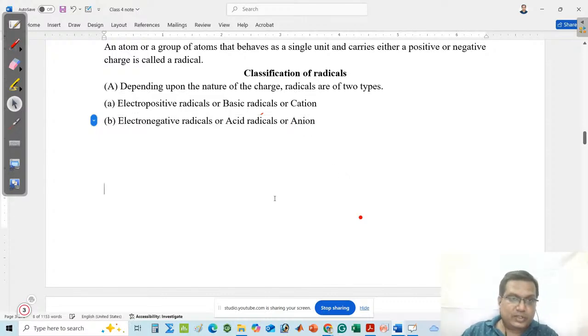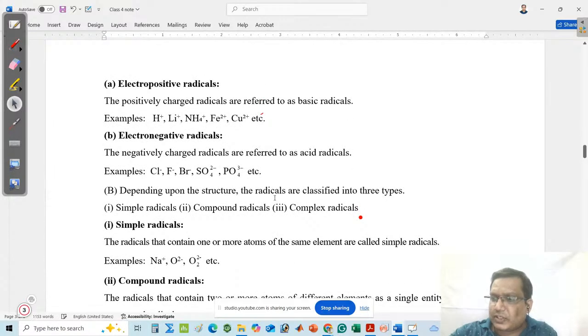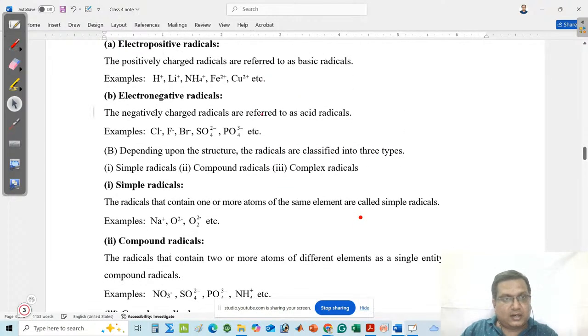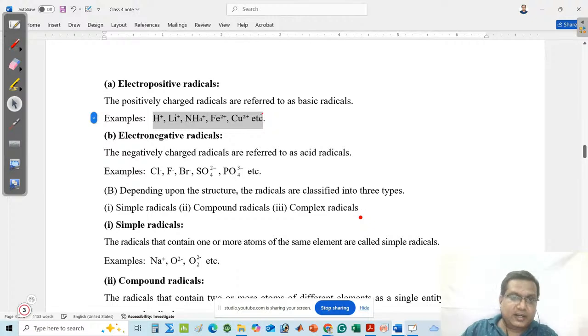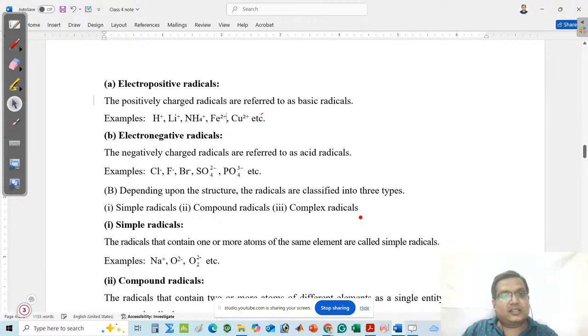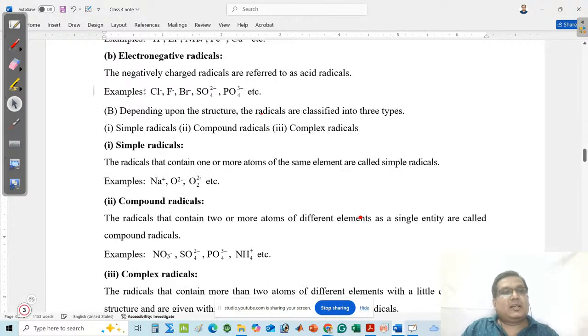Next, I will move to the electropositive radical. An electropositive radical must have a positive charge. Here you can say that these are examples of electropositive radicals. Look at that, all radicals have positive charge, so these are said to be positive radicals. The positively charged radicals are referred to as basic radicals. Here the examples are given. If you think about the negative radicals, the negatively charged radicals are referred to as acid radicals.